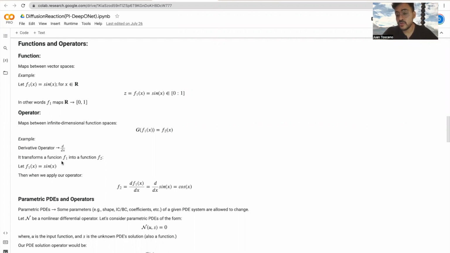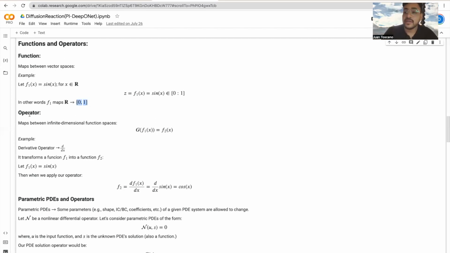We use DeepONets to approximate operators, but what's exactly an operator? To answer that question, let's go back to what's a function. Well, a function is a mathematical structure that maps between vector spaces. For example, let's take the sine of x. If we input any real number, we will get a number between 0 and 1. In other words, a function takes a number and outputs another number.